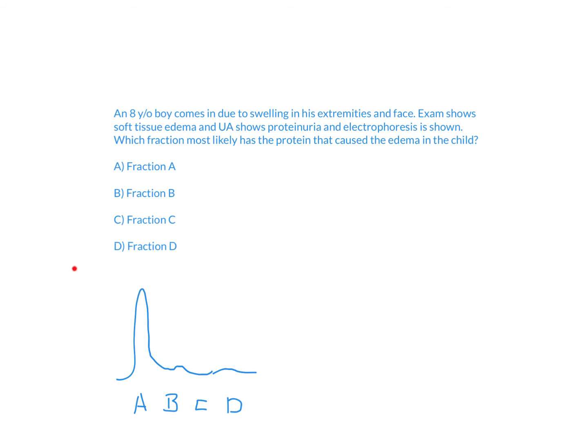So you have the 4 fractions listed here, and this is actually the fraction electrophoresis of a normal patient. So what fraction in this electrophoresis has the protein that caused the edema in this patient? I'll let you answer the question and then I'll explain in 5 seconds. Okay, so the answer is going to be A, fraction A.